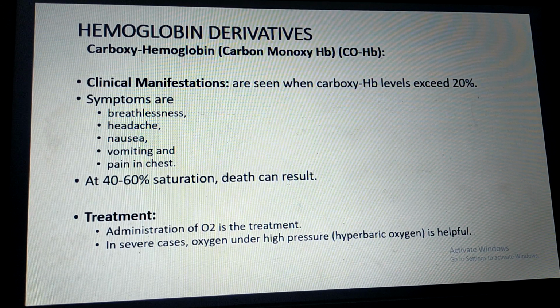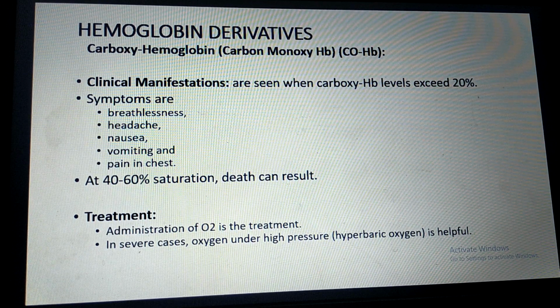Clinical manifestations of carbon monoxide poisoning. These are seen when the carboxyhemoglobin level increases above 20%. The symptoms are breathlessness, headache, nausea, vomiting, and pain in the chest. If the level of carboxyhemoglobin increases from 20 to 40 to 60%, death may result.